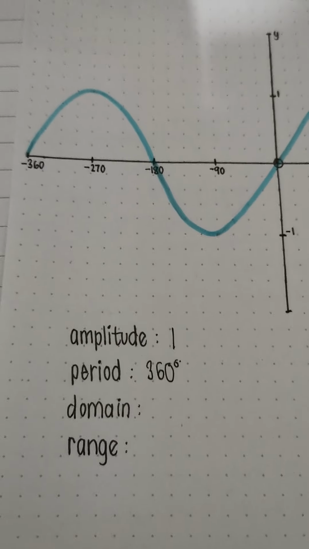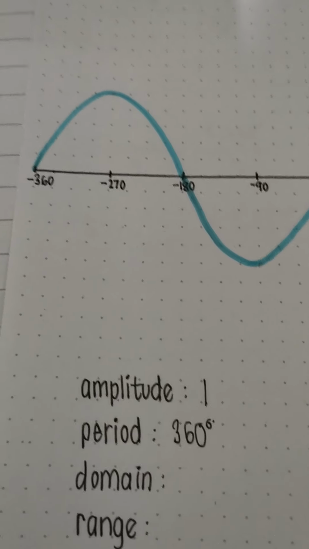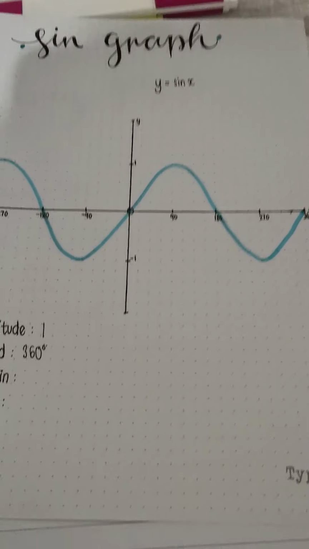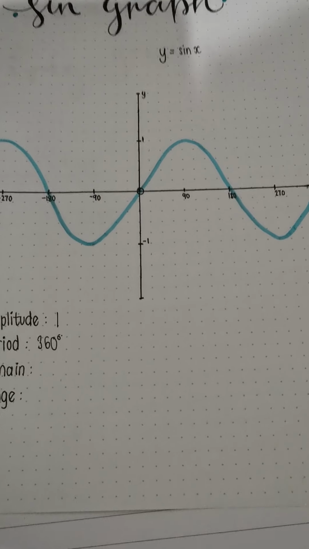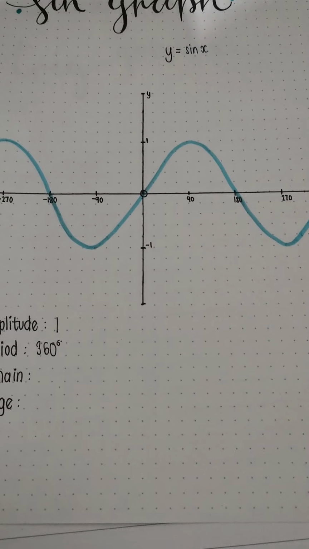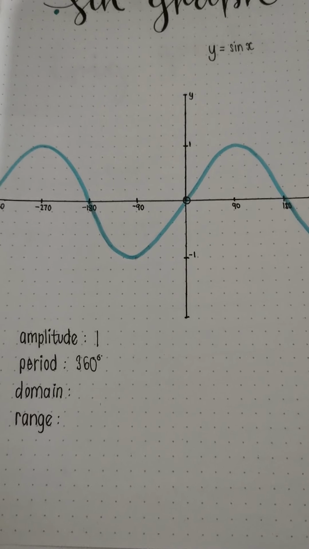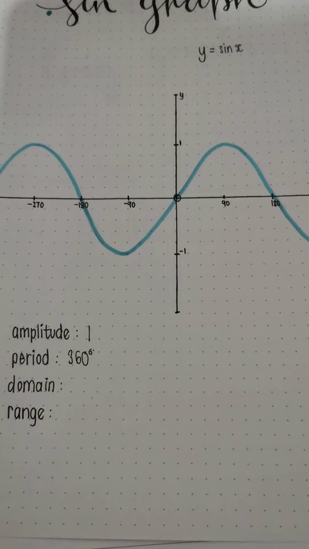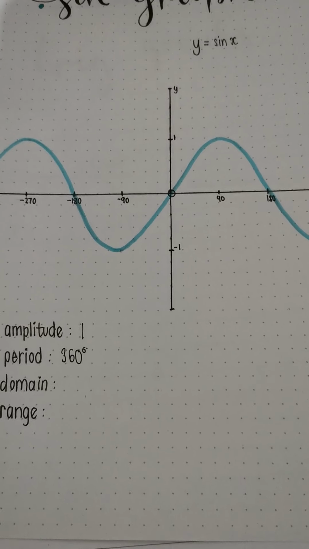For a domain, we generally give you the domain, okay? Because remember I mentioned that this graph is basically continuing and continuing forever. So we basically give you a domain restricting you from a certain x value to another x value. Sometimes they start at -360 degrees till 360 degrees. Other times they start at -180 till +180, whatever it is.